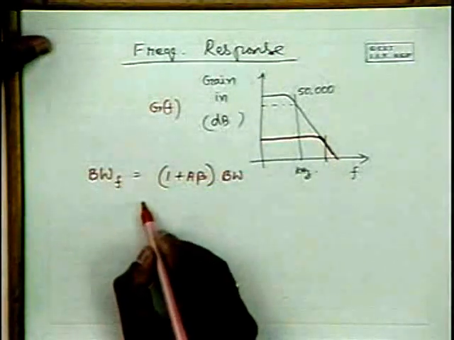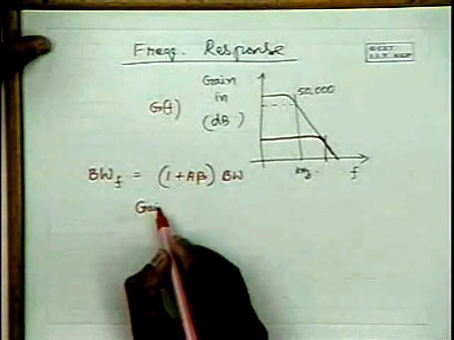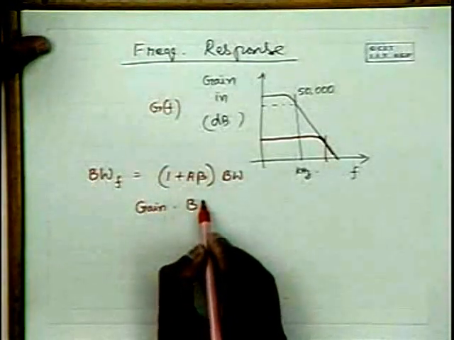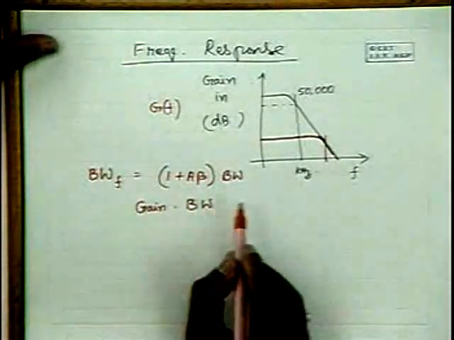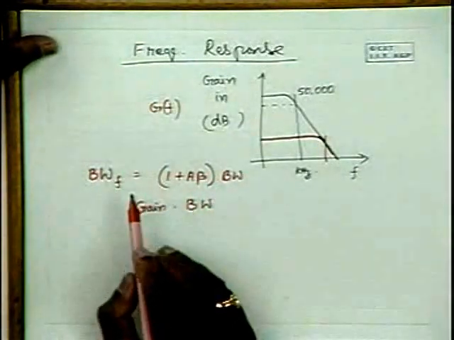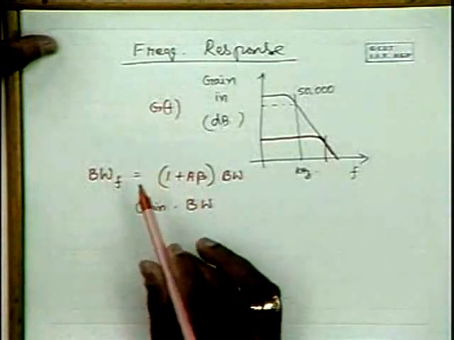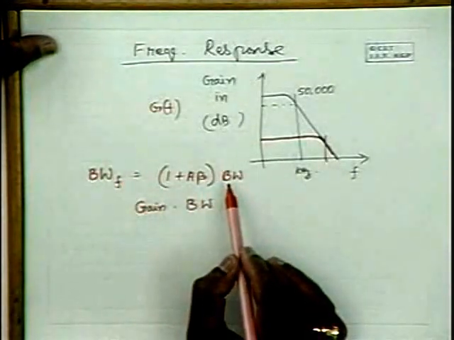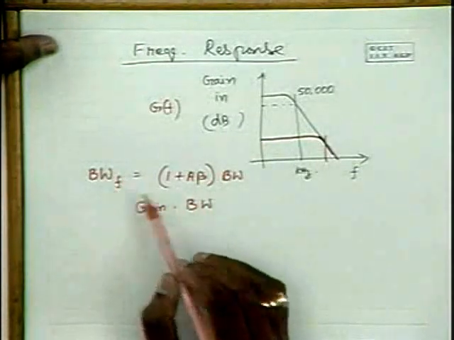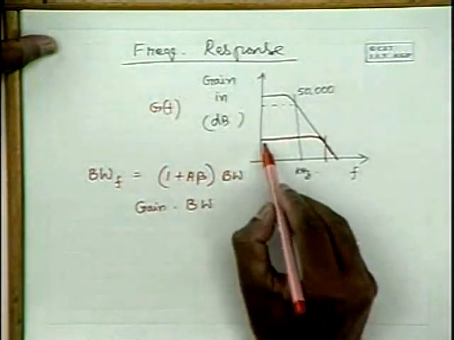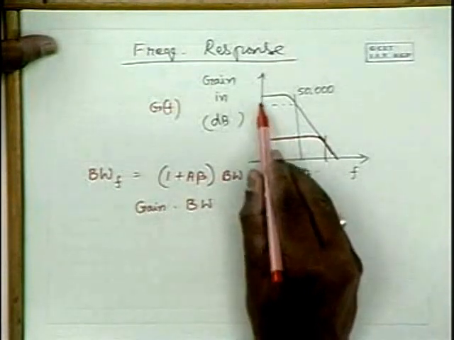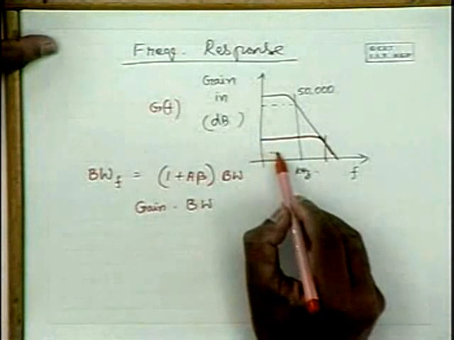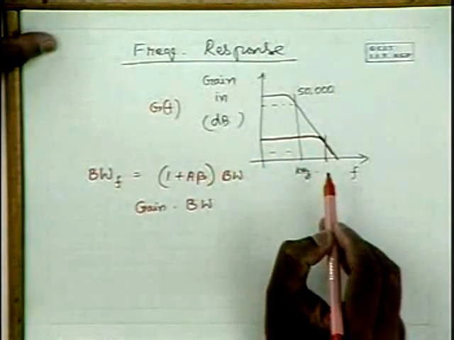Therefore, the gain bandwidth product, so gain into bandwidth, is fixed. If you get high gain, bandwidth will be lower. If the gain is high, bandwidth would be low. And if the gain is low, bandwidth can be high.